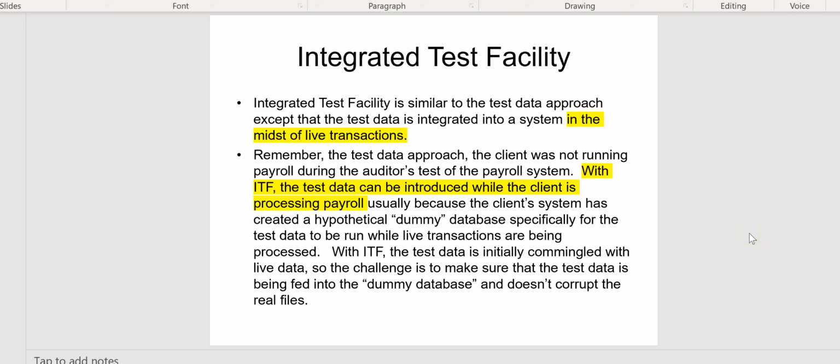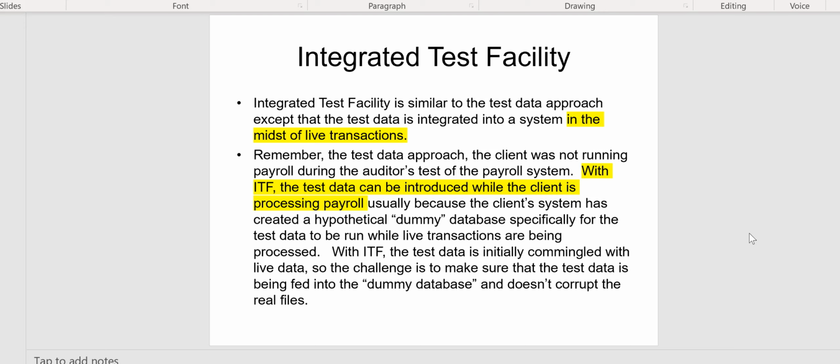All right, another big term besides test data is integrated test facility, and they're often in the same multiple choice question where you have to choose one or the other. Integrated test facility is similar to the test data approach, except that the test data now is going to be integrated into the system in the midst of live transactions. So while the client's running live, here comes the auditor with the test data, trying to mix it in to the live computer run.